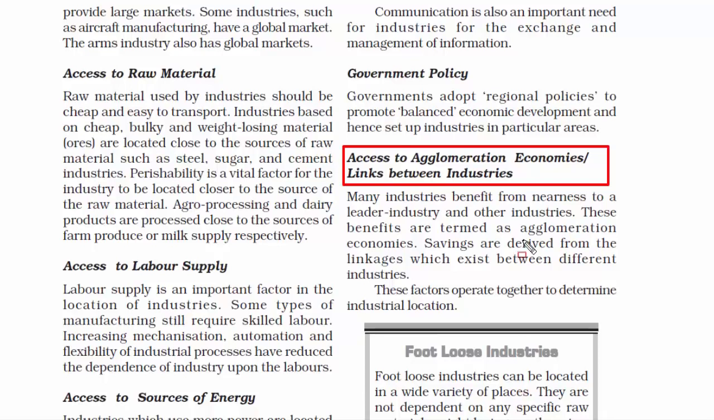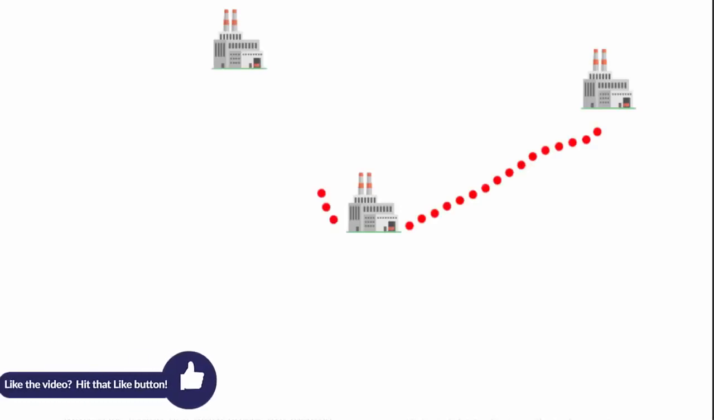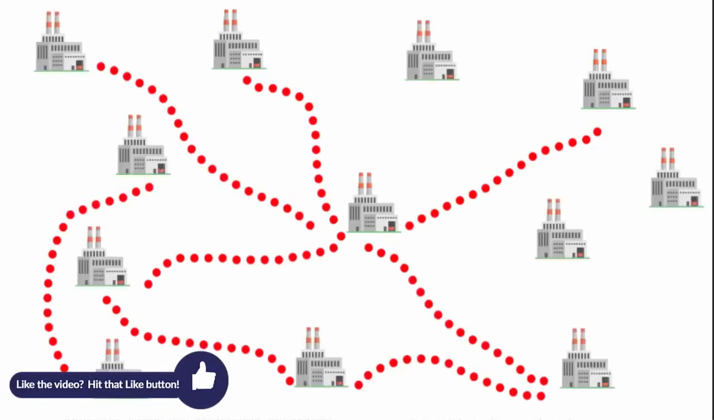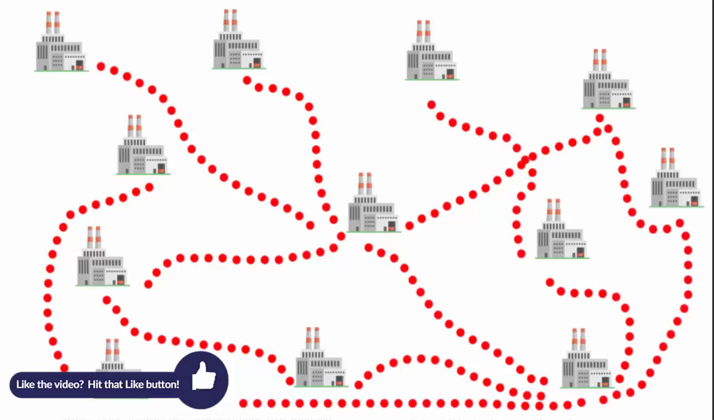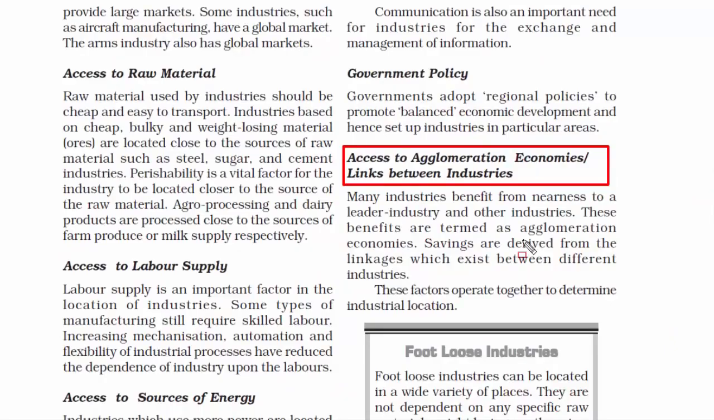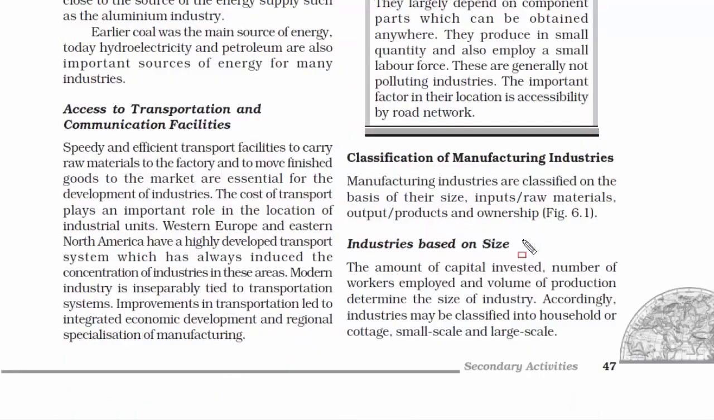So the meaning of agglomeration is a collection of things. So when we say agglomeration economies, we mean a collection of economies. If industries are located nearby to each other, they tend to mutually benefit from each other in terms of services, adaptation of technology, methods, ideas, etc. So these were the factors influencing the industrial locations. Now we're going to read about the ways in which manufacturing industries are divided.